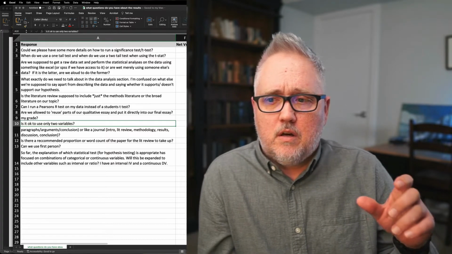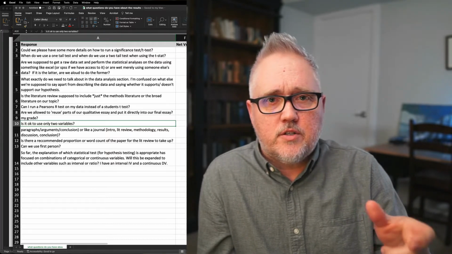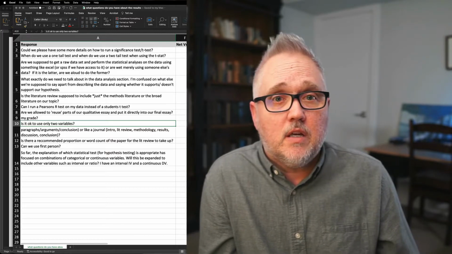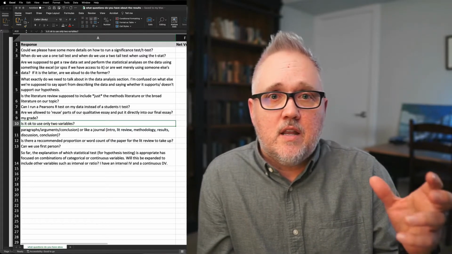Next question, can I run a Pearson's R test on my data instead of a student's t-test? Not quite sure I understand whether you're just basically talking about the correlation coefficient without then turning and evaluating whether it's statistically significant. I think you need to do both with all of these methods that we've talked about and that you've done practice examples of in tutorial. You are both generating that statistic and then evaluating whether that statistic is statistically significant or not. So you have to do both. Both generate the statistic and then evaluate whether it's statistically significant.